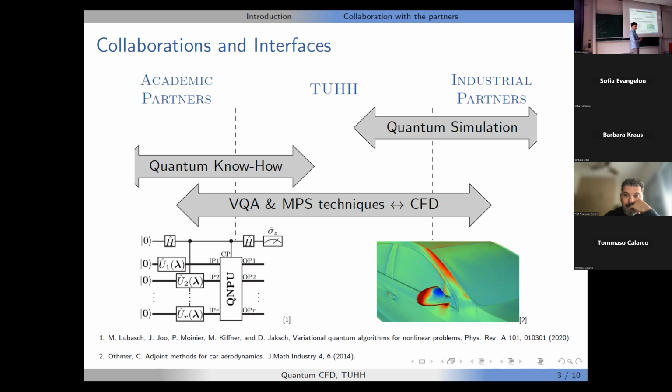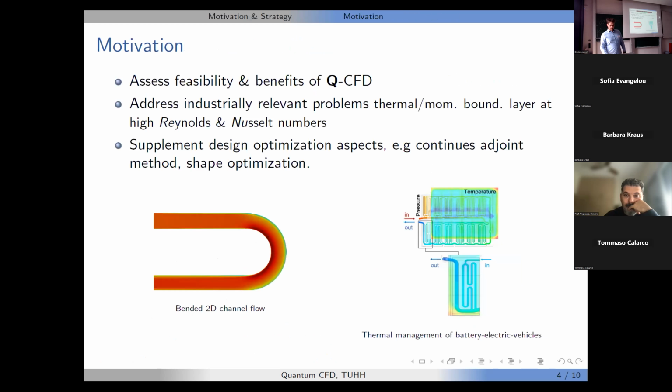On the other side, we have our academic partners, the people from the quantum world. Here, maybe the publication from Mr. Jaksch, Kiffner, and Lübeck et al., where they showed the variational quantum algorithm idea for nonlinear problems. And we are now working in between, using MPS techniques and VQA methods in order to build the bridge between the CFD and the quantum world.